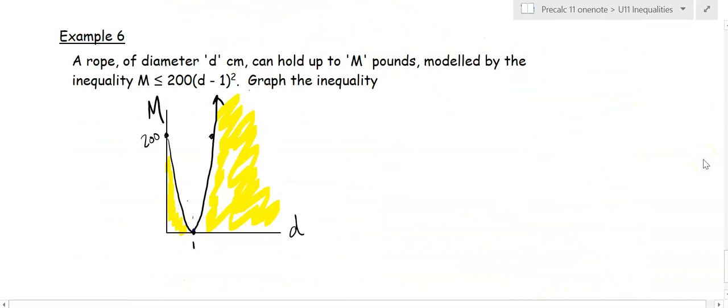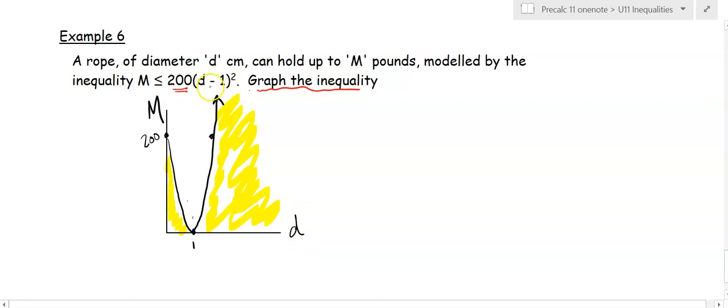Question like this: a rope of diameter d centimeters can hold up to m pounds, modeled by this inequality. Graph the inequality. When I say graph, yes, I need an exact graph. I need to see the detail to it. But if the numbers are so big, I'm not going to expect you to be counting out, go over 1, up 100. A sketch like this with enough important information would be good enough.